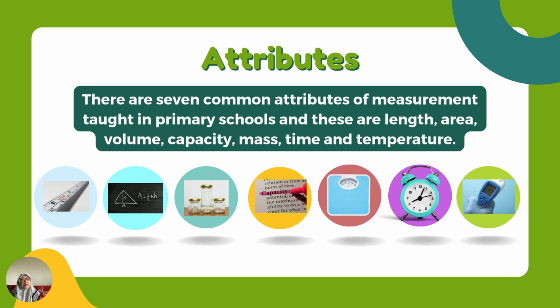Okay, you see all those canisters and glass jars. And then capacity. Okay, so volume and then capacity. And then there's the weighing scale, which will be the mass. And then the clock will be the time, and the thermometer will be temperature. So seven. So from the left, we have length, area, volume, capacity, mass, time, and temperature.